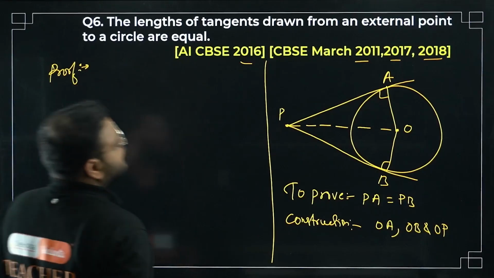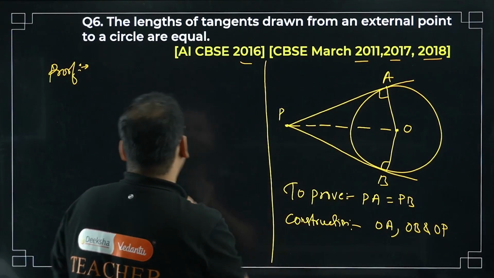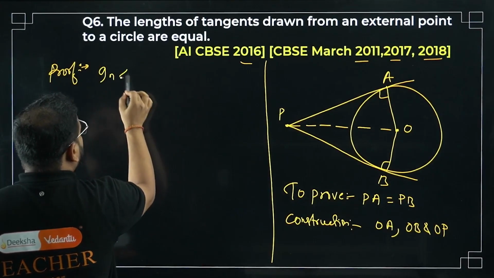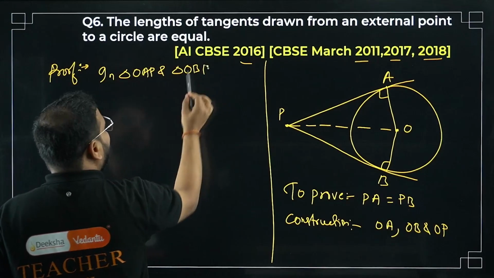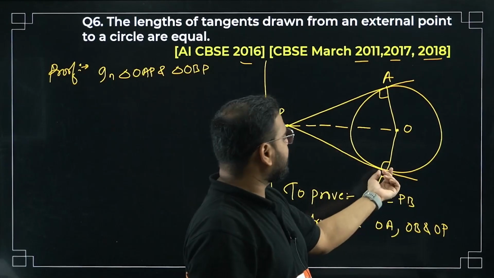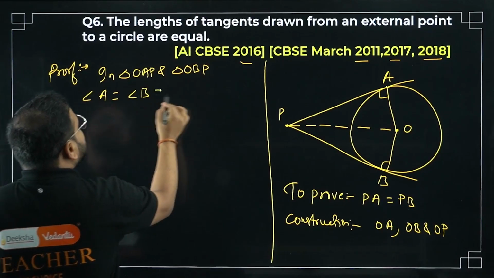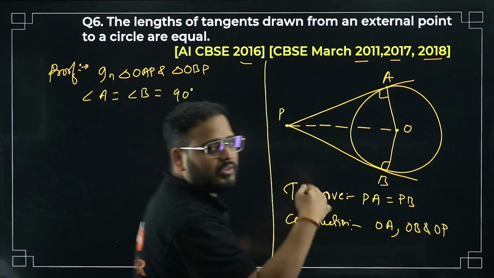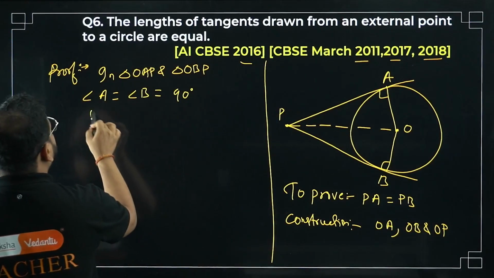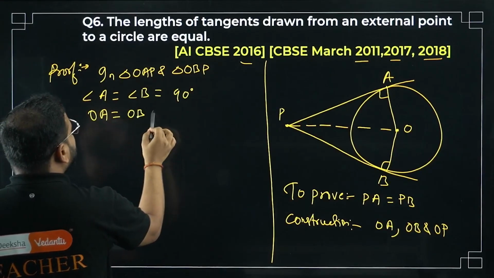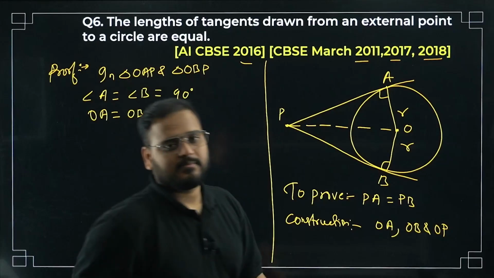Okay, chaliye. So now if you check out the proof, bacha, what we have here is in triangle OAP and triangle OBP, what we have, sir? We'll try to prove congruency, okay? So we have angle B equals to angle A. Reason, sir, 90 degree. They are both 90 degrees, so they have to be equal, okay? Now, bacha, we have OA equals to OB. Reason, bacha, they are both equal to radius. They are both the radii, no? They have to be equal, no?